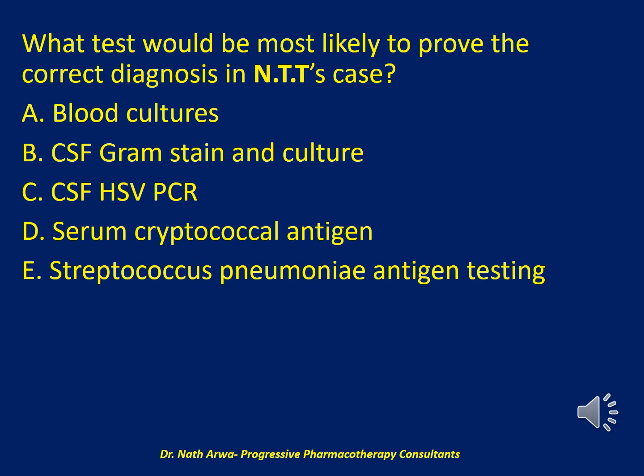Would it be A. blood cultures, or B. CSF gram stain and culture, or C. CSF HSV PCR, or D. serum cryptococcal antigen, or would it be E. Streptococcus pneumoniae antigen testing? I will give you 10 seconds to choose the correct answer to this question from the listed options.